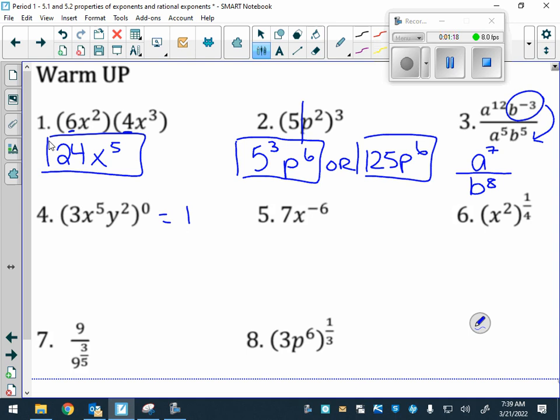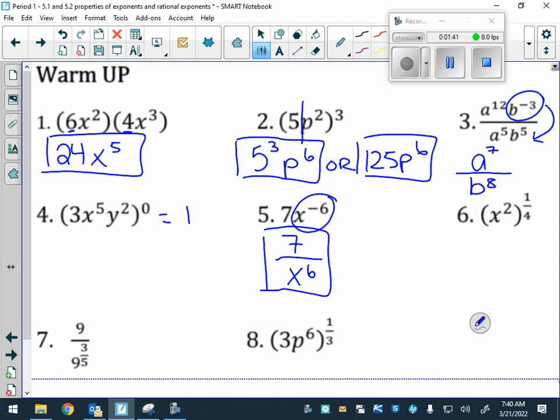Excellent. The only thing that is moving is whatever the exponent is touching. So 7 stays where it is. To make this a positive exponent, goes to the denominator. Okay. Now 6, 7, and 8 are our rational exponents. That was a new thing, right?